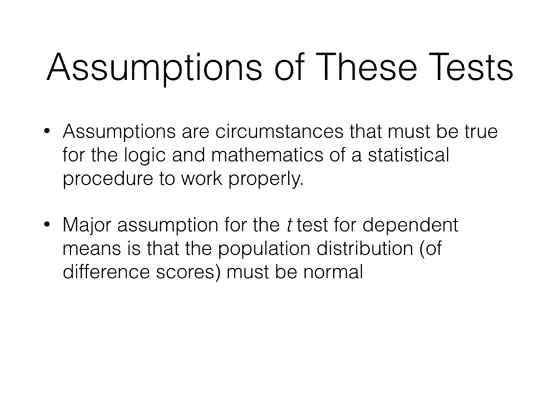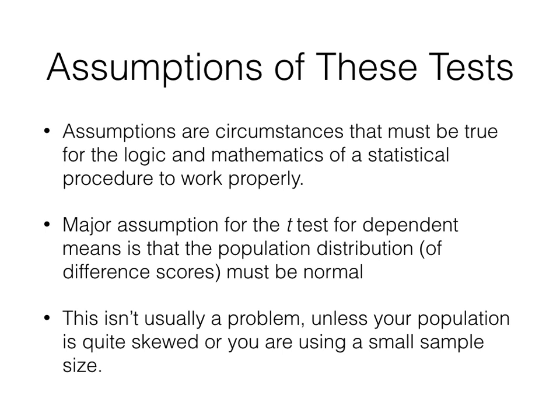The major assumption for the t-test for dependent means is that the population distribution of these different scores is normal. So we're assuming that our samples were drawn from normal populations, and therefore their difference scores were normally distributed as well, because that's the major assumption for the t-test for dependent means. That assumption isn't usually a problem unless your original population is quite skewed. So for instance, if you're using reaction time scores, you'll have a very skewed distribution of values. And so there, it could be a problem for you to be using the t-test for dependent means.